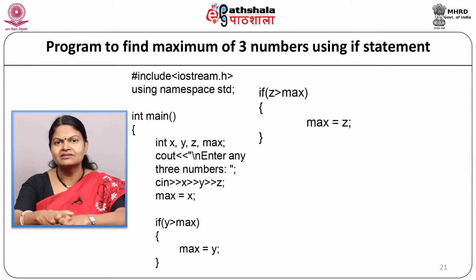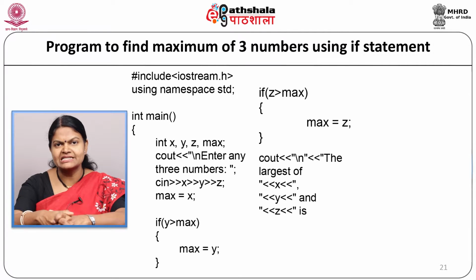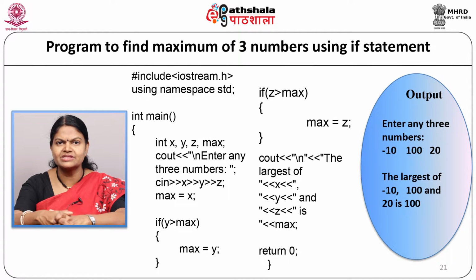So, here either x will be the maximum number, or y will be the maximum number, or z will be the maximum number, and at the end we will display cout "The maximum between x, y, z" and the value of max, and our program will end here. After compiling and executing this particular program, it will display the message "Enter 3 numbers". Suppose the 3 numbers are 10, 100 and 20. It will display the maximum as 100.